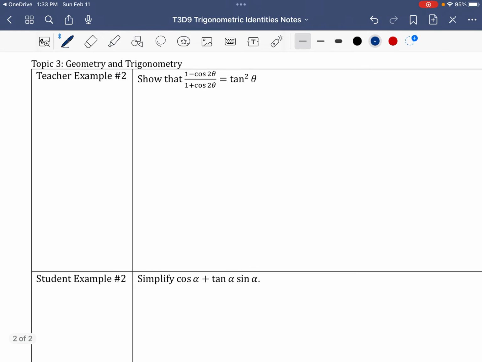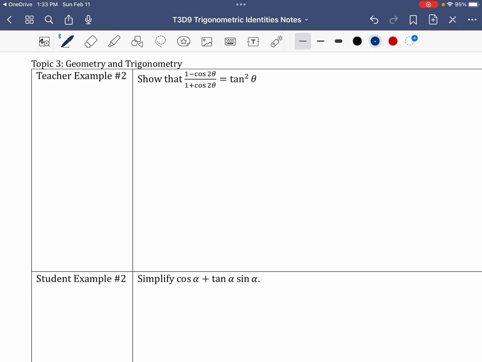Okay, teacher example number 2. Show that 1 minus cosine of 2 theta divided by 1 plus cosine of 2 theta equals tangent squared theta. Now I want to emphasize that problems that look like this, that are asking you to prove that something is identical to something else, sometimes take some guess and check work. And sometimes you have to go down pathways that end up not being correct or getting you where you're trying to go. And that's okay.